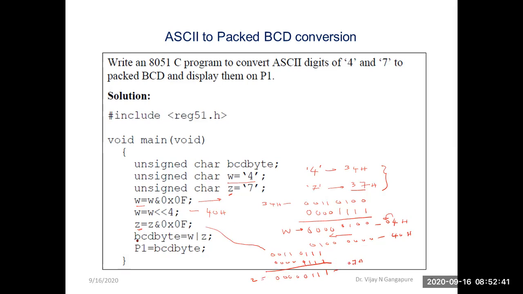Now the BCD byte means we produce a packed BCD byte. That we are storing in the BCD byte variable, which is equal to W OR Z. Now what is in W? Here W is 40. And what do we have in Z? That is 07. Both are in hex.